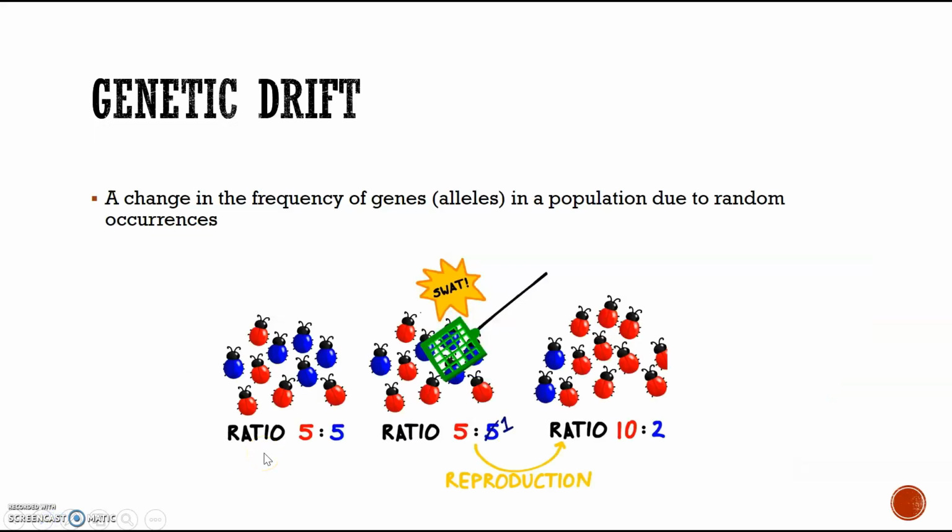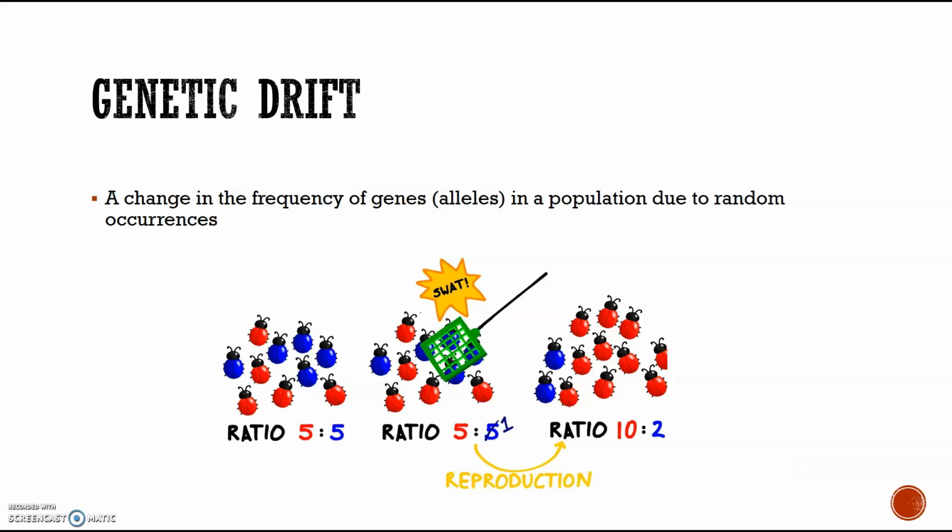So genetic drift is a change in the frequency of genes or of alleles in a population due to random occurrence. In this case we have an example where we have two different colored beetles. Some of them randomly get swatted. Those beetles reproduce, and all of a sudden now, instead of having a 50-50 ratio of color in the beetles, we now have a 10-2 ratio of the red-colored beetles to the blue-colored beetles.